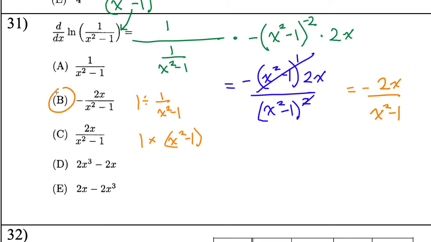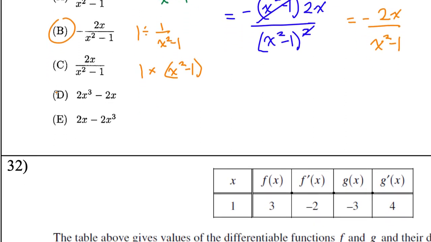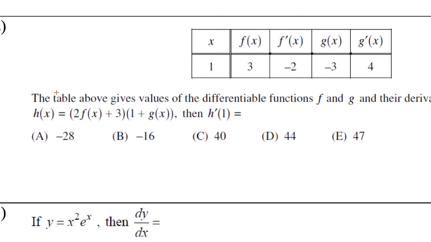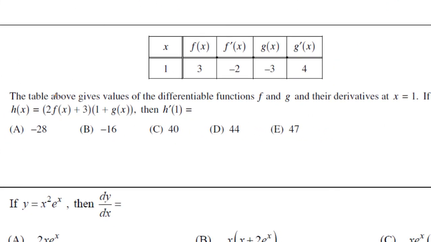All right, I'm moving on to 32 unless someone wants a little bit more time on this one, but no hands are being raised, which means I'm on to number 32. All right, so we have this table above. Let's zoom out so I can see. Yeah, that's the whole thing.